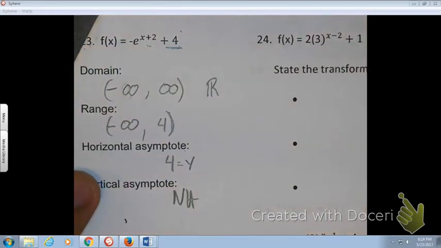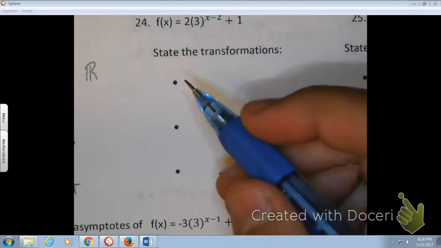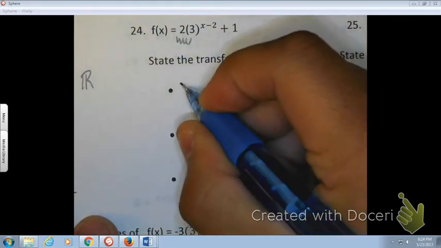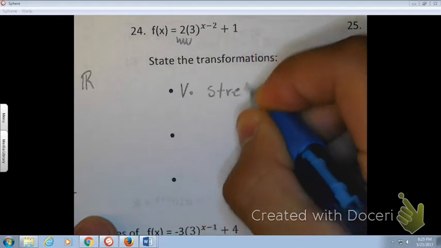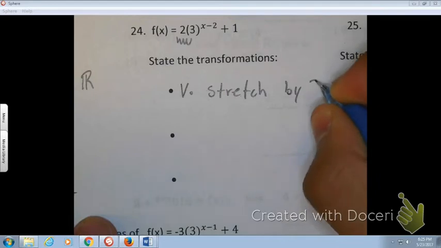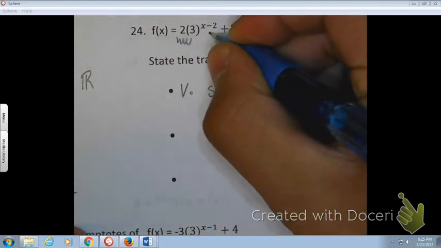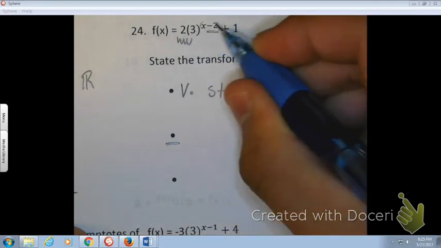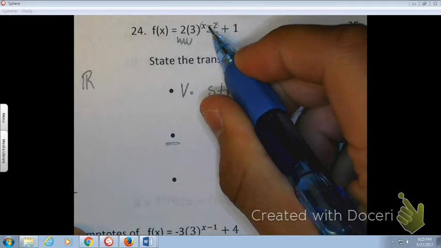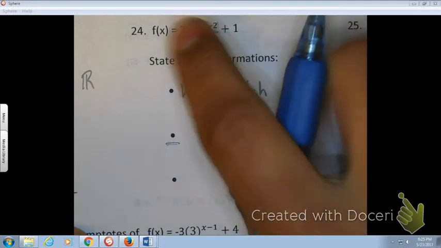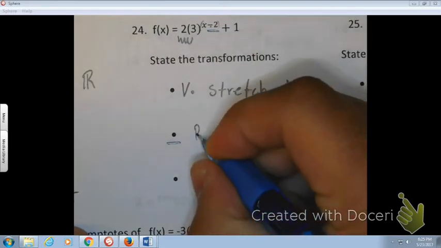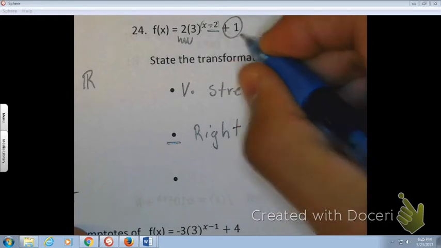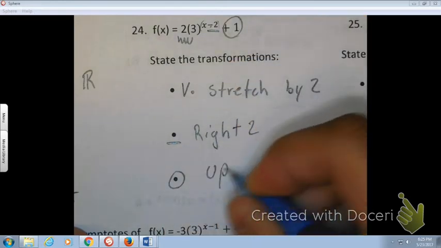Now, let's go on to 24. We're going to describe the transformations. So the 2 that is multiplied is going to make it have a vertical stretch by 2. This negative 2 is going to make it move side to side, okay? It's like the parenthesis here. If it's positive, it moves to the negative numbers. If it's negative, it moves to the positive numbers. So this one is negative, it's going to move right 2. And then this one is going to move up 1.